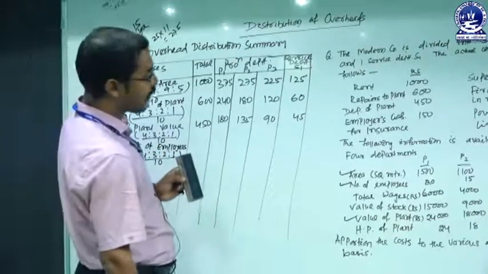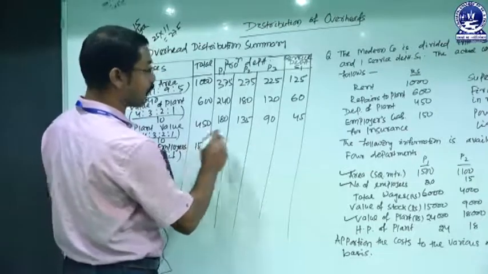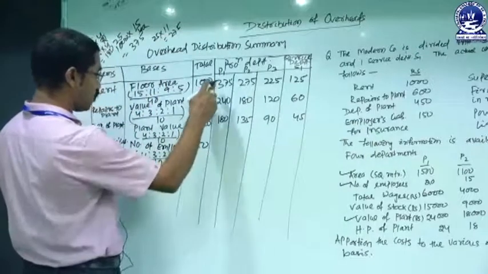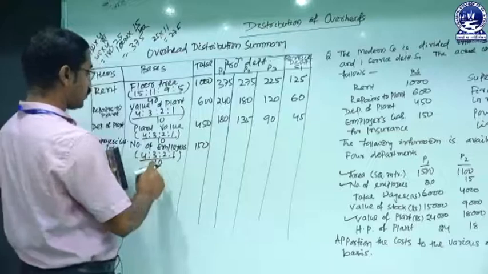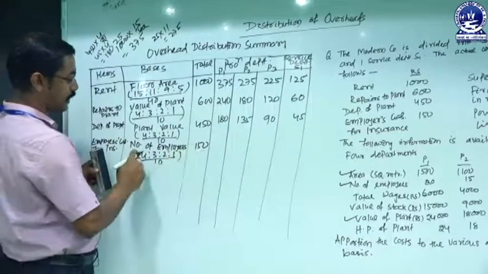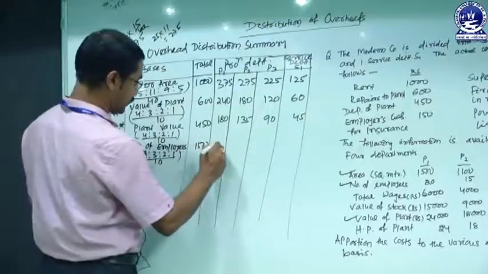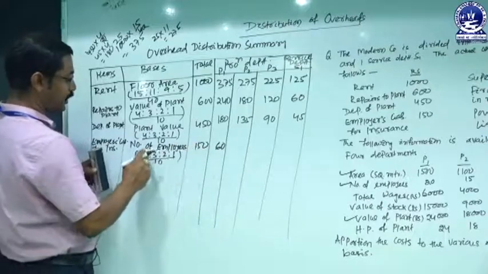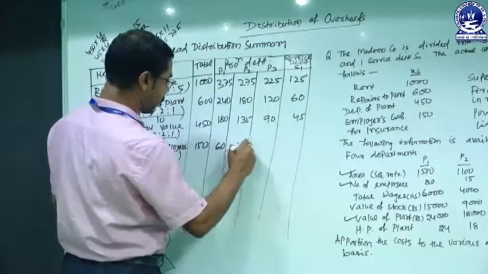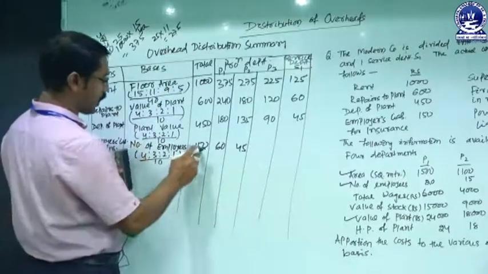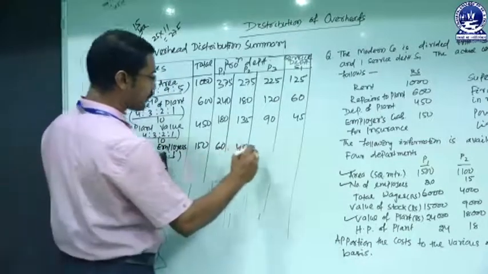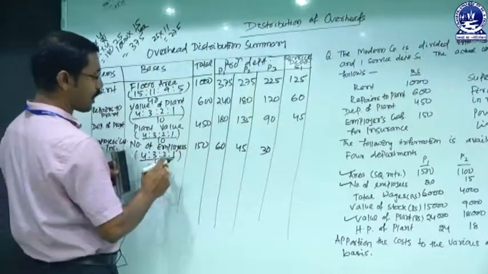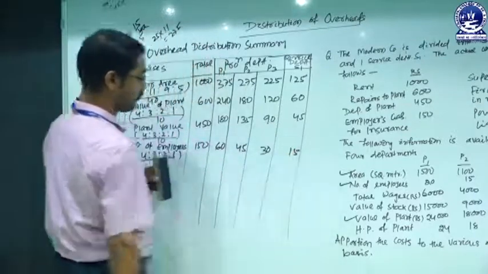The item of expenses, employer's liability for insurance, the value is 150, that will be divided to each on this basis. So department P1 will get 150 into 4 by 10, that is 60. Department P2 will get 150 into 3 by 10, that is 45. Then department P3 will get 150 into 2 by 10, that is 30. And service department S1 will get 150 into 1 by 10, that is 15.